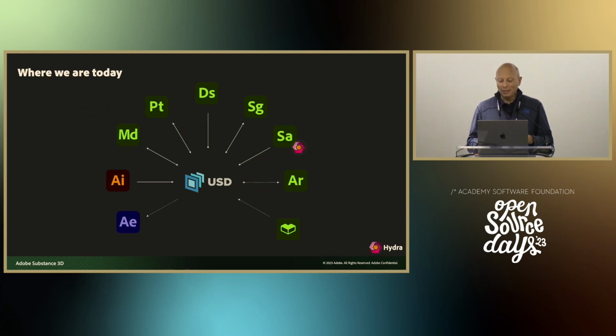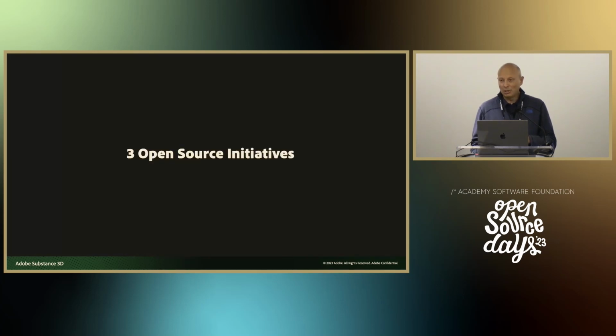Where we are today, we have support across all the Substance apps. One actually also integrated Hydra as a part of their workflow. And we have Illustrator that saves a USD file, and After Effects that is looking into 3D more and more. We're talking about how After Effects also one day can import a USD file as well. But today I want to talk about three open source projects, actually not one.